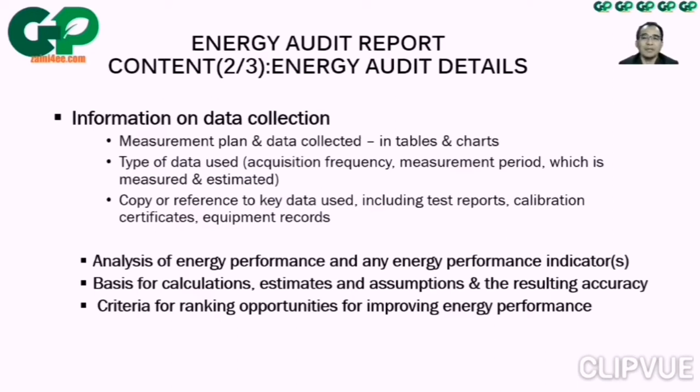And the second part of the energy audit details, you should indicate in the report the analysis of the energy performance and energy performance indicators of the building and also the major energy using equipment. The analysis of performance, for example, for a chiller: how do you analyze the performance of a chiller? What parameter or indicator do you look at when you want to confirm whether the chiller is efficient or not? You see what I mean by analysis of the energy performance, and how they analyze it, and what the indicators are for that particular equipment.